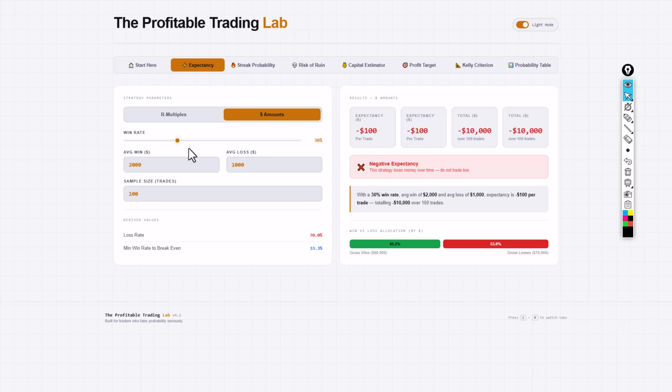But now that our win rate is very, very low, below the minimum we need to break even, you can see that we now have a negative expectancy, which is minus $100 per trade. So with this negative expectancy, the strategy is going to lose money over time. So you should not trade with this type of trading strategy live.